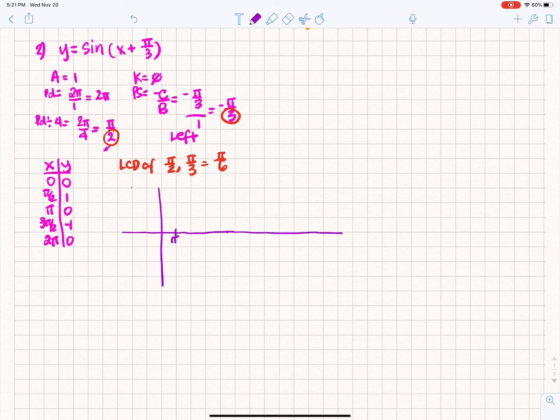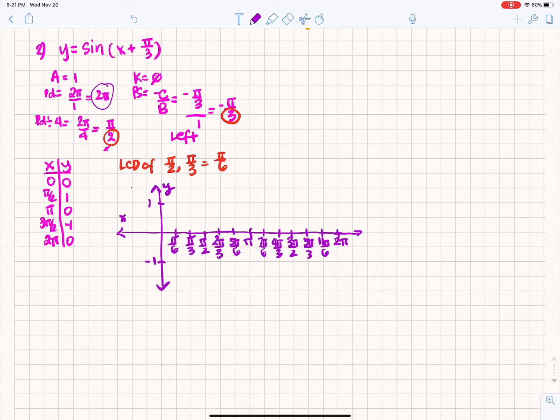1 pi over 6, 2 pi over 6, 3 pi over 6, 4 pi over 6, 5 pi over 6, 6 pi over 6 is pi. Where do I stop? We have to stop where the period ends. The period ends at 2 pi. 7 pi over 6, 8, 9, 10, 11, 12 pi over 6 is 2 pi. Okay, my A is 1. Don't forget to label everything.